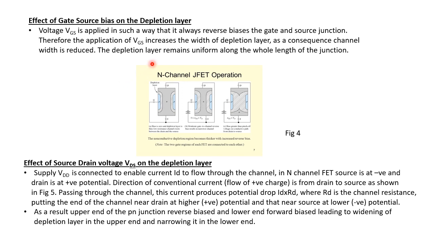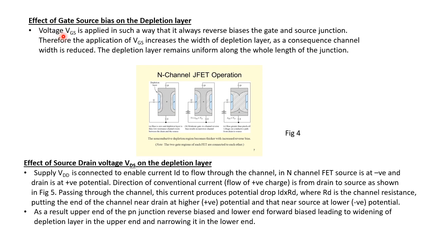Now we come to the actual working of the junction field effect transistor. Before discussing the working of a FET, we will discuss how the gate and source junction and the source and drain junction are biased, or how a voltage is applied on these two junctions. First, we will consider the gate and source junction.